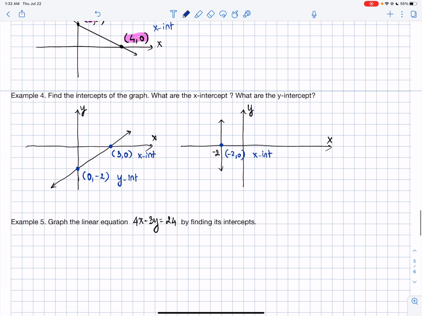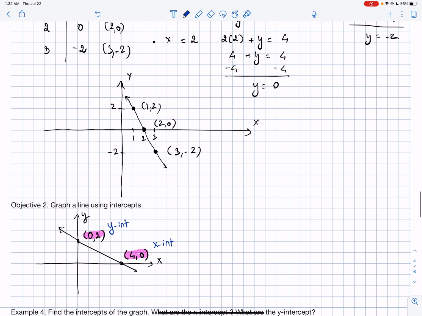Example number 5, we want to graph the linear equation 4x minus 3y equals 24 by finding its intercepts. The reason they ask us this is that the x or y intercept has a 0 coordinate for either x or y. Because we have a 0, it's just faster for us to compute. If we don't use the intercept method, we can still graph, just like the example we learned before.